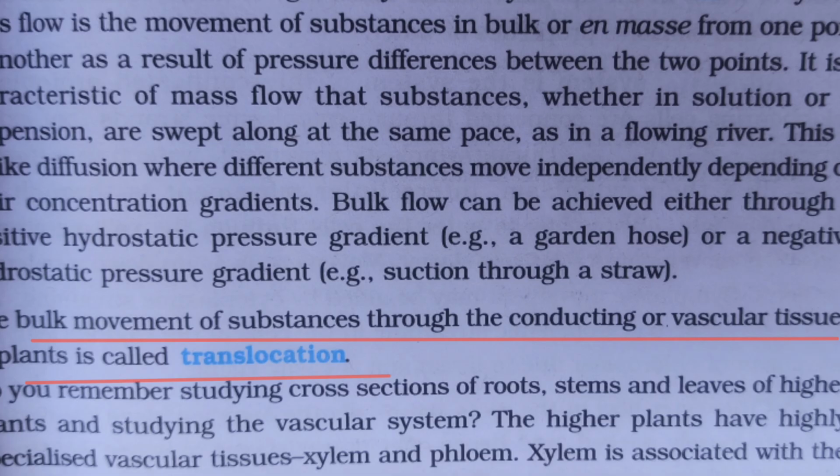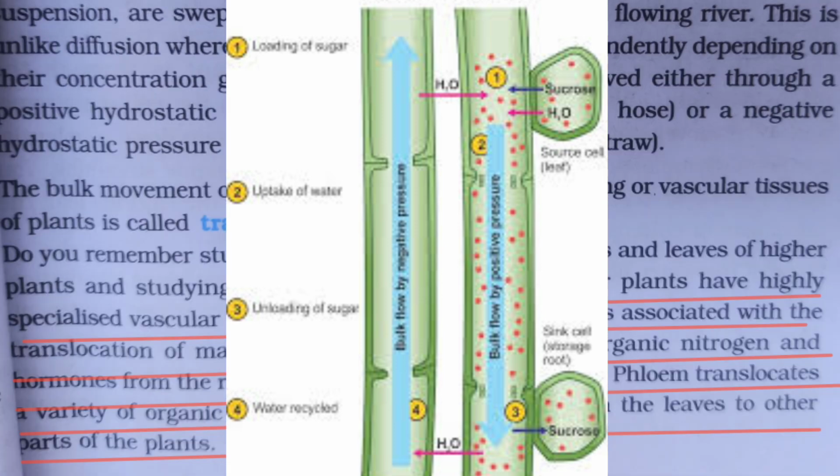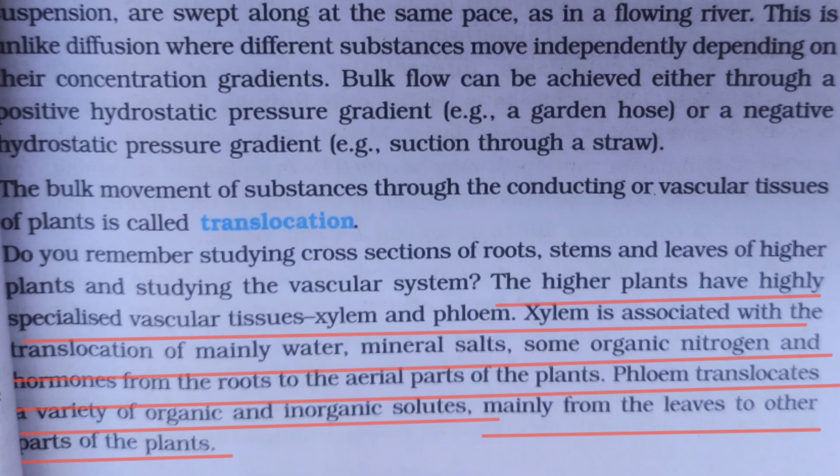The bulk movement of substances through the conducting or vascular tissues of plants is called translocation. Higher plants have highly specialized vascular tissues, xylem and phloem. Xylem is associated with the translocation of mainly water, mineral salts, organic nitrogen and hormones from the roots to the aerial parts of the plant.